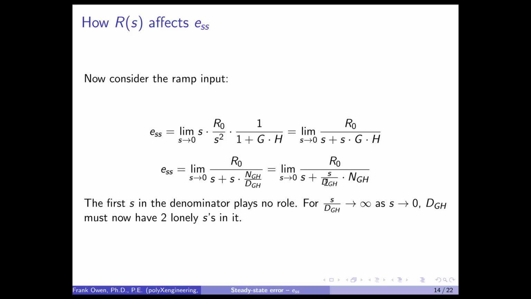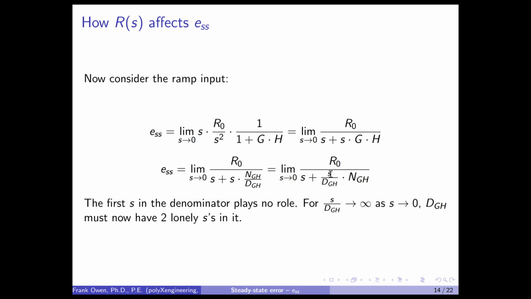And for this to go to infinity, then s divided by, well, DGH is going to have to go to 0, but you have this s up here. So for the s over DGH to go to infinity, as s goes to 0, DGH has to now have 2 lonely s's in it. So I've got to wind up with a lonely s in this fraction in the denominator if I want this to go to infinity, so that the whole thing can go to 0.